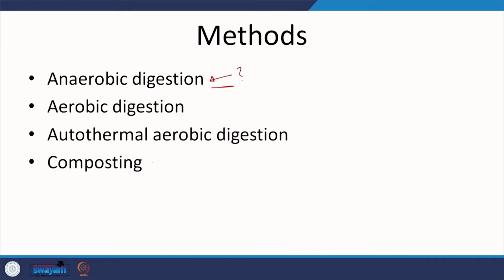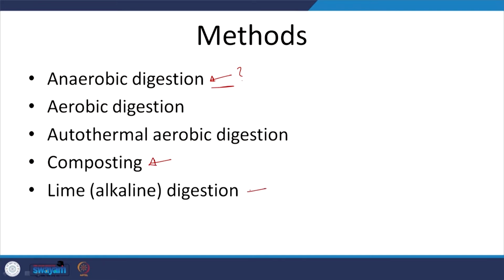The other one is aerobic digestion, which we will briefly look at later. Then autothermal aerobic digestion, composting, which is done in open land, you would have seen this, and lime alkaline digestion. This also we will look at later. For this session we are going to look at anaerobic digestion. So, let us move on.